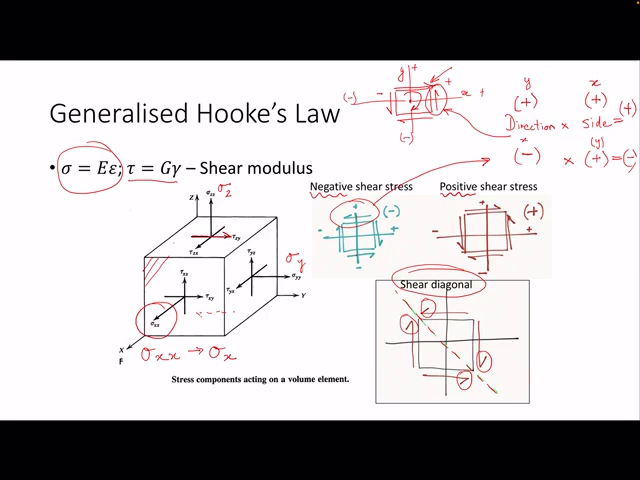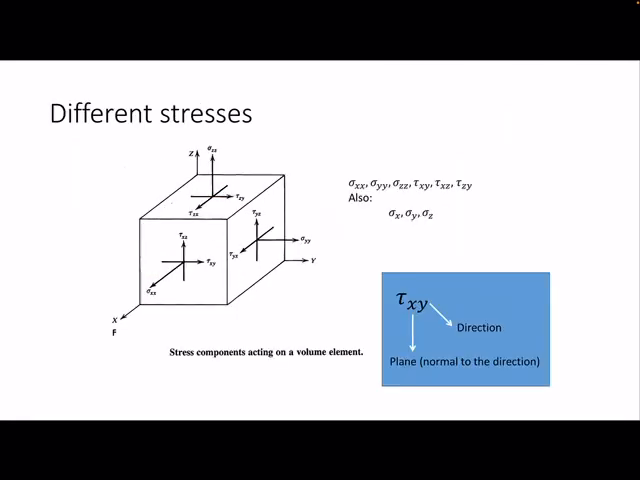Also, if you think of how this will deform, it will probably look like this. If it deforms, the shear diagonal over here is the longest one. This diagonal is shorter. So you see, from there to there is shorter than from there to there. So the shear diagonal is the longest one. Okay. Now back to the different stresses that we have to define.